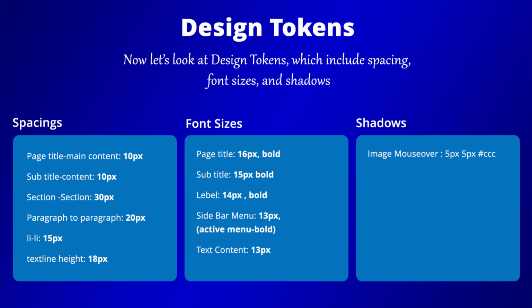Design tokens. Now let's look at design tokens, which include spacing, font sizes, and shadows. Spacing. We define spacing rules for page title to main content, subtitle to content, section to section, paragraph to paragraph, list item spacing, line height for text. Font sizes. Font sizes are clearly specified for page titles, subtitles, labels, bold text, sidebar menu, body content. Shadows. Shadow styles are defined to maintain depth and hierarchy across components.